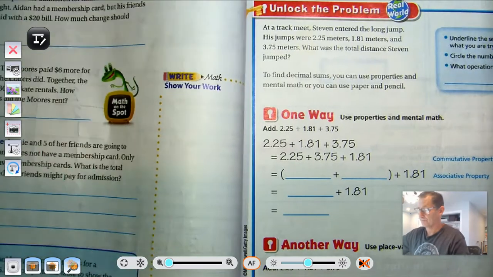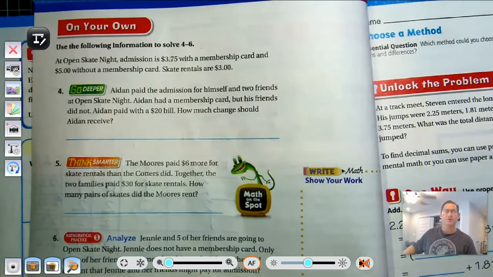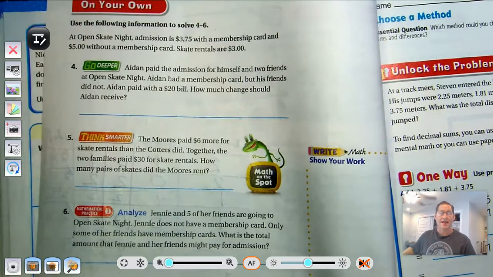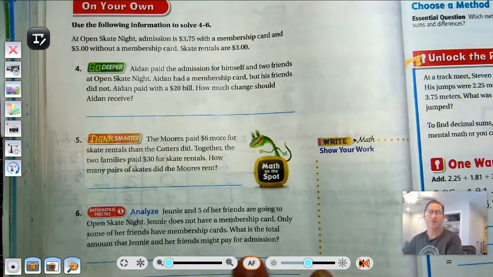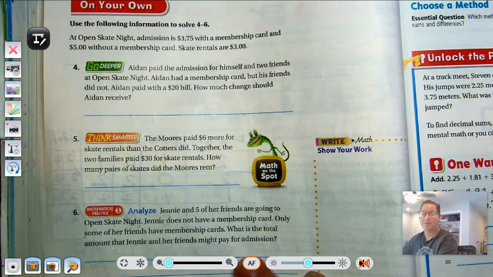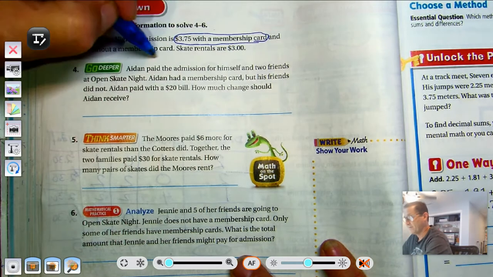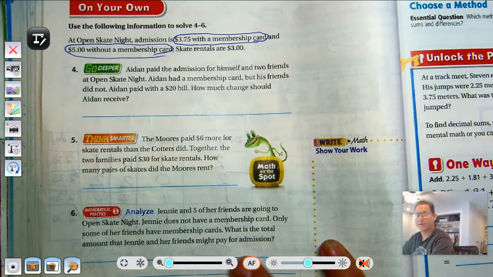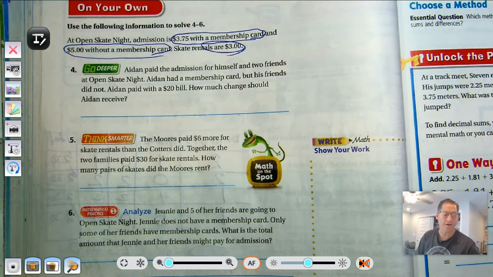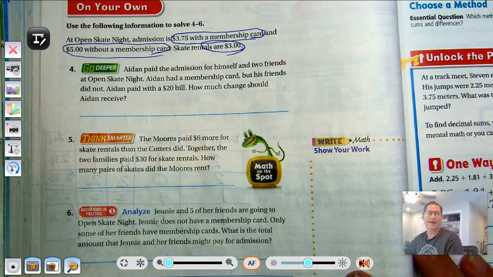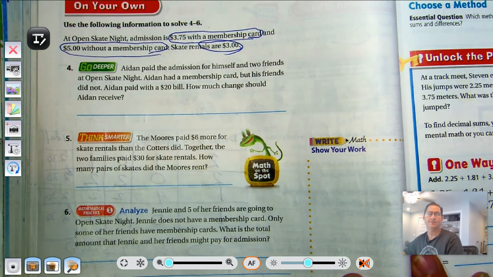Number 4. Use the following information for numbers 4 through 6. At open skate night, admission is $3.75 with a membership card, $5 without, and the skate rentals are $3. Aiden paid the admission for himself and 2 friends at open skate night. Aiden had a membership card, but his friends did not. Aiden paid with a $20 bill. How much change should Aiden receive?